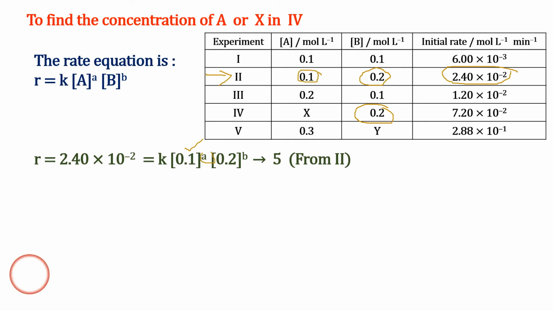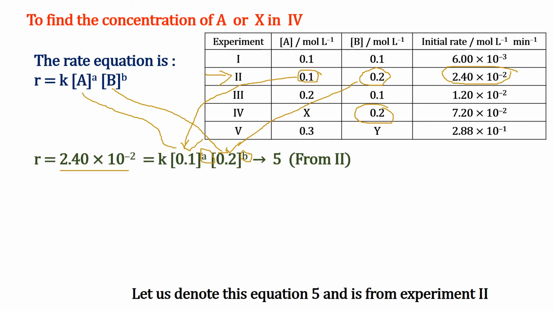Here a is the order of the reaction with respect to reactant A, and b is the order of the reaction with respect to reactant B. The concentration of B is 0.2 moles per liter, whereas the concentration of A is 0.1 moles per liter. So just substitute the values in the rate equation. Let us denote this equation 5, and this is based on experiment number 2.